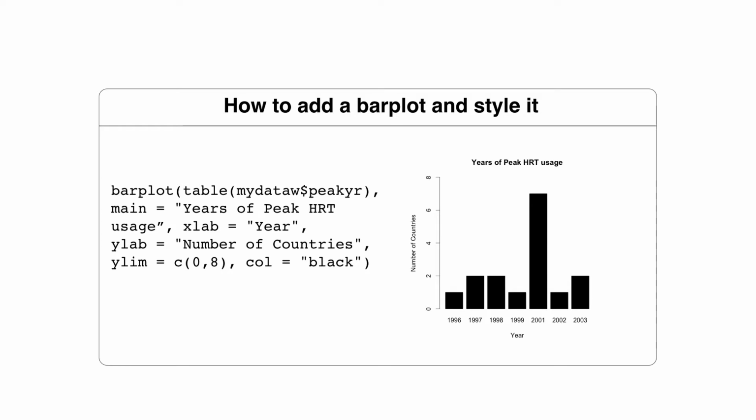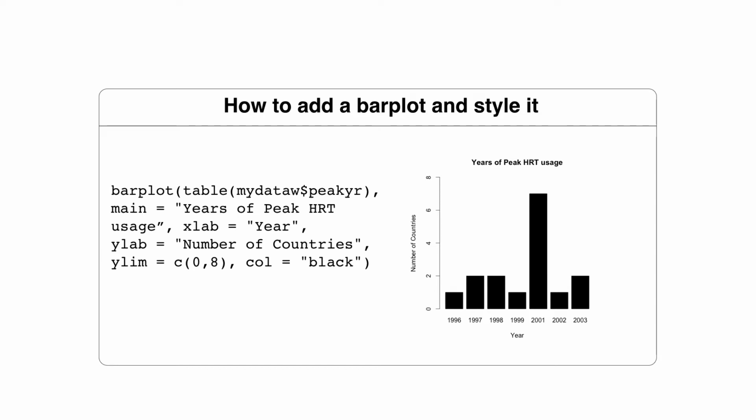So we say the x-axis is year. Ylab stands for the label for the y-axis, and that stands for the number of countries that have reached the peak HRT usage in that particular year. So in this particular year, for example, you can see that in the year 2001, most of the countries that were present in this particular data set had reached this peak.